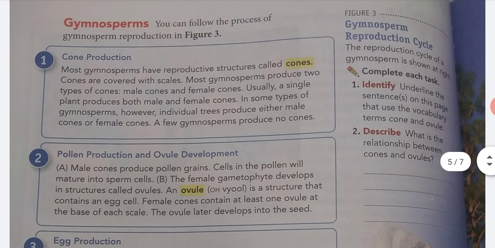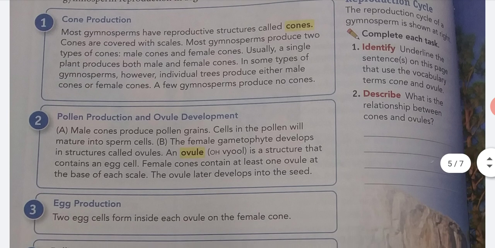Gymnosperms. You can follow the process of gymnosperm reproduction in Figure 3. Cone production. Most gymnosperms have reproductive structures called cones. Cones are covered with scales. Most gymnosperms produce two types of cones, male cones and female cones.